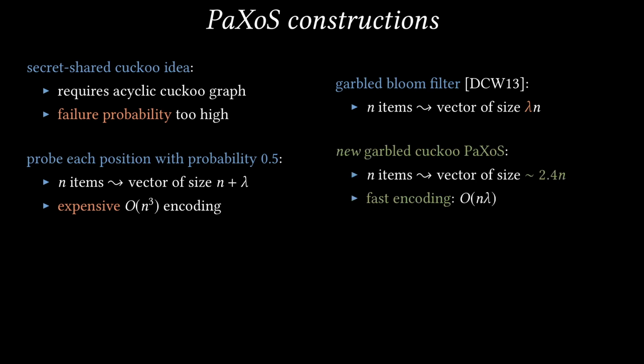In this work, we introduce a new PaXoS scheme that we call garbled cuckoo tables. It has linear size and a linear time encoding procedure. In the next slide, I'd like to give you some of the main ideas behind this new PaXoS data structure.